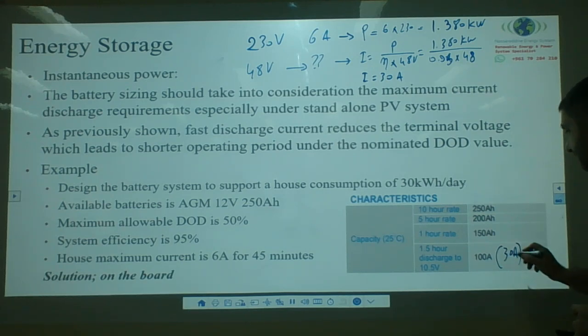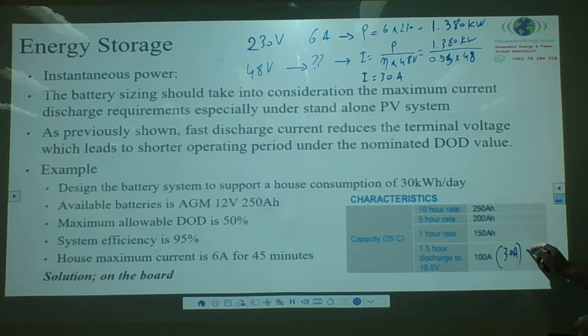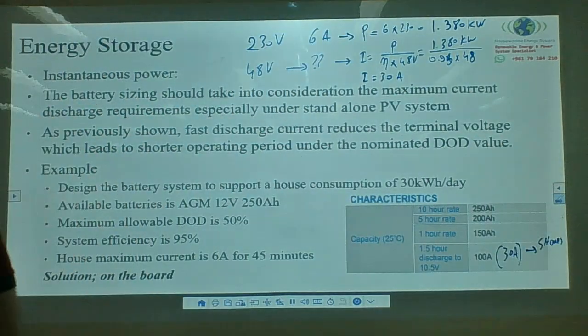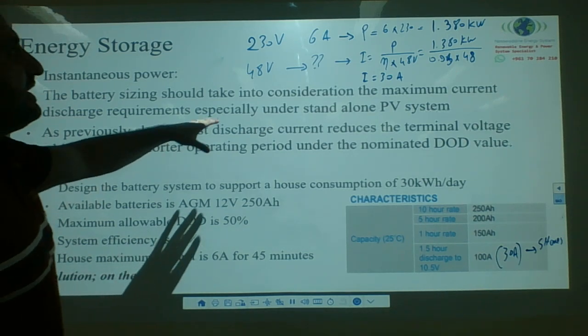30 amps. Under 30 amps, most likely this will give me about 5 hours. Most likely, could be less, could be more. So I need to make sure I check the data of the characteristics of my batteries to design my system. Is that clear? Where is the instantaneous current?